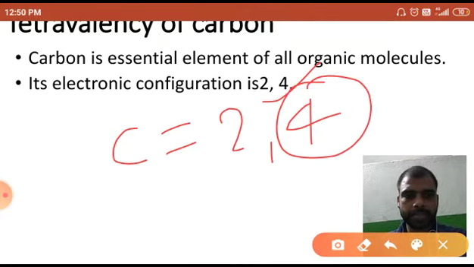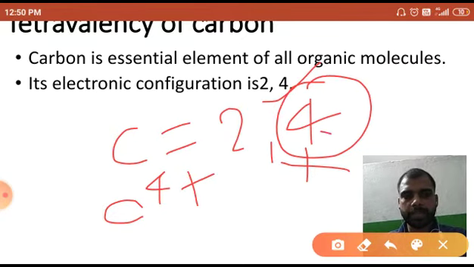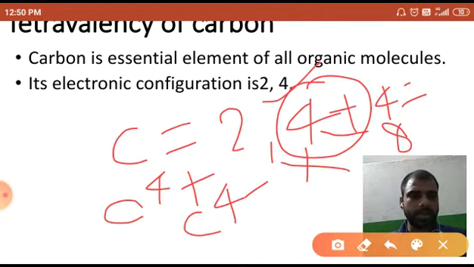Carbon cannot lose or gain 4 electrons. Have you ever seen it lose 4 electrons and form C4 positive? No. If it gains 4 electrons, it will complete its octet, so C4 negative would be there. But it cannot do that, because if it gains or loses electrons, it requires very strong energy, and it does not have that much energy to arrange.